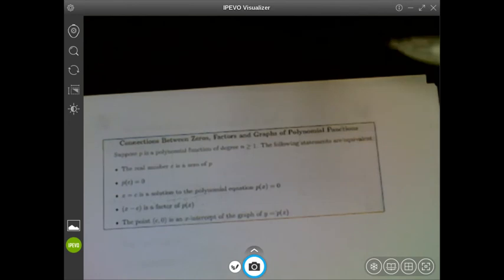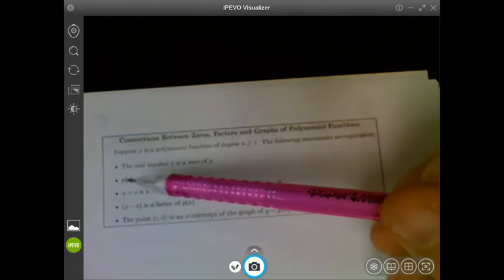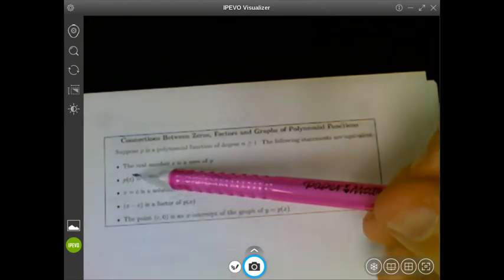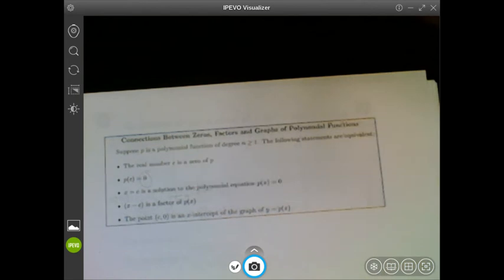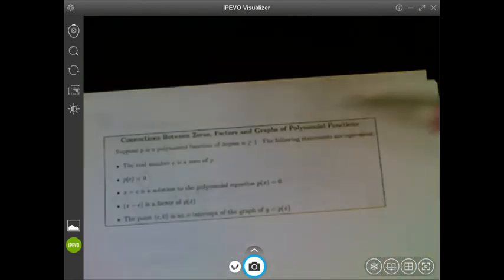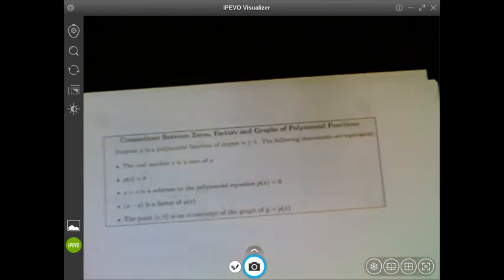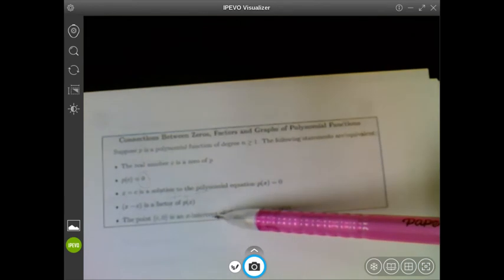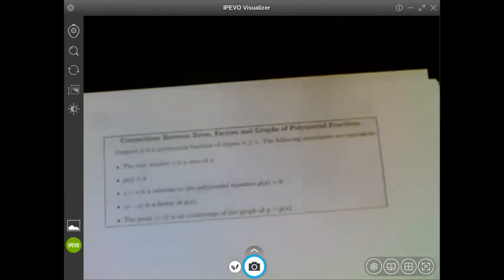So a little bit on the connections between zeros, factors, and the graphs of polynomial functions. We've talked about the zeros. One thing to note is if you plug a 0 into the equation, it will equal 0. It's a solution to where the equation is equal to 0. It's a factor, and if you remember, when you put your 0 into the factor, you have to change your sign. And it's also an x-intercept. So there's a huge connection between all of those things that we have talked about.